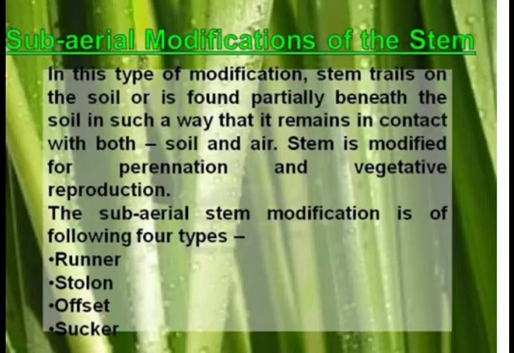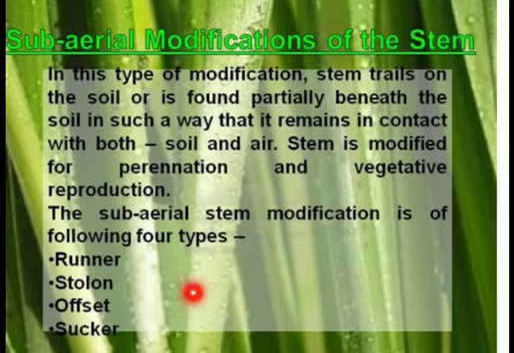After this, we have subaerial modification of the stems. In this type of modification, the stem trails on the soil or is found partially beneath the soil in such a way that it remains in contact with both soil as well as air. The stem is modified for perennation and vegetative reproduction. The subaerial modifications are of 4 types that we will be discussing here.